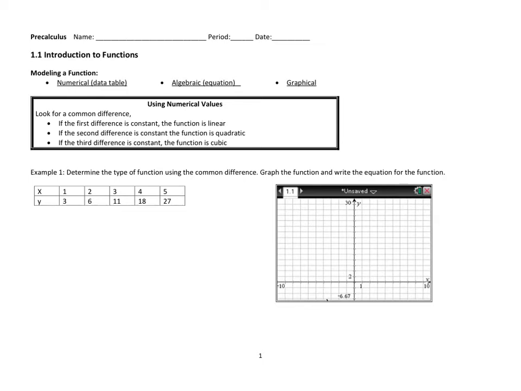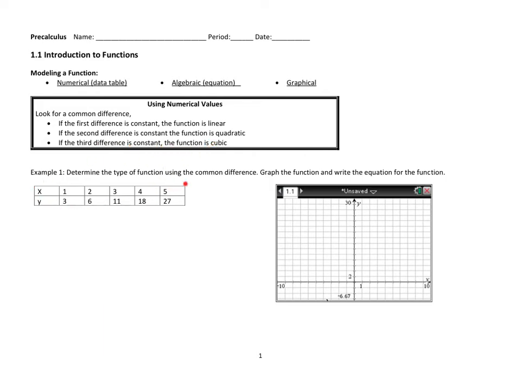When I'm given numerical values, this is what I need to focus on: the difference, the common difference. If the first difference is constant, I know it's going to be linear. If the second difference is constant, it's going to be quadratic. If the third difference is constant, then it's going to be cubic.